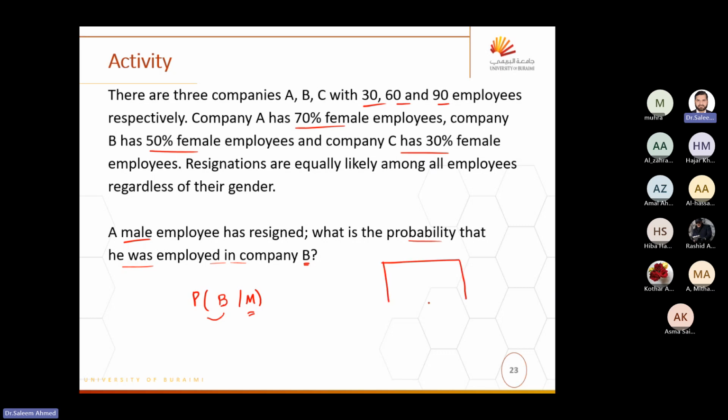So see, there are only three companies. So the whole sample space is divided into three companies, A, B, C. Now, there are male and female. So he said one person has resigned, and we have to find the probability that he was a male, right? This is what is being asked. So what is given to me? Given is probability of A.